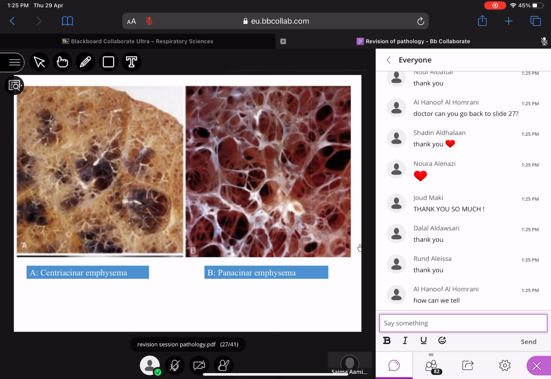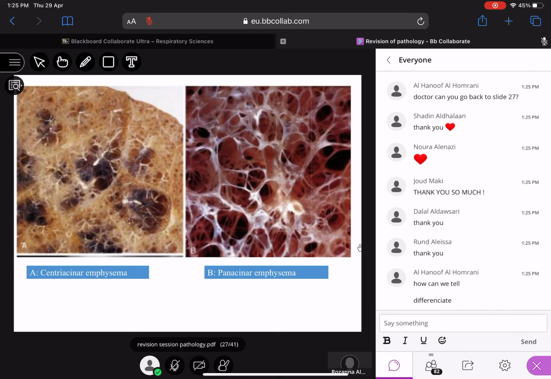You want me to tell you how you would pinpoint whether it is centriacinar or panacinar, Hanuf? Yes, doctor, same question. Okay. So here, can you appreciate these are dilated air spaces? These are and these are. You agree with me? In between, can you appreciate some of the lung parenchyma is normal? This is normal, this is normal, this is normal.